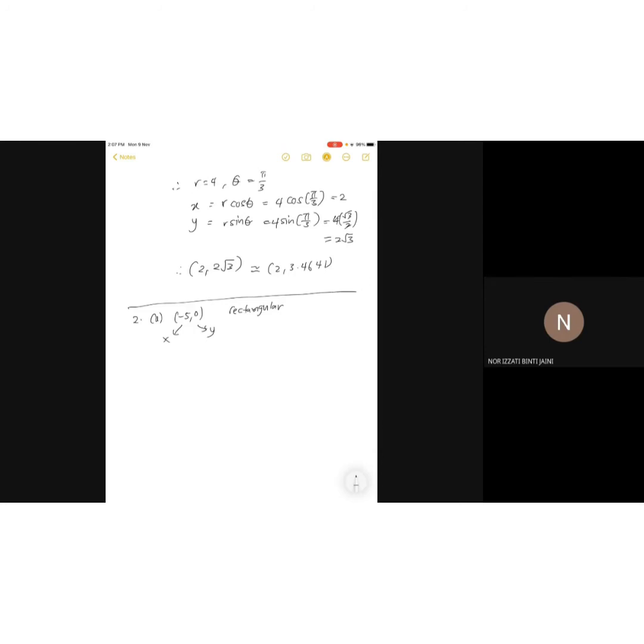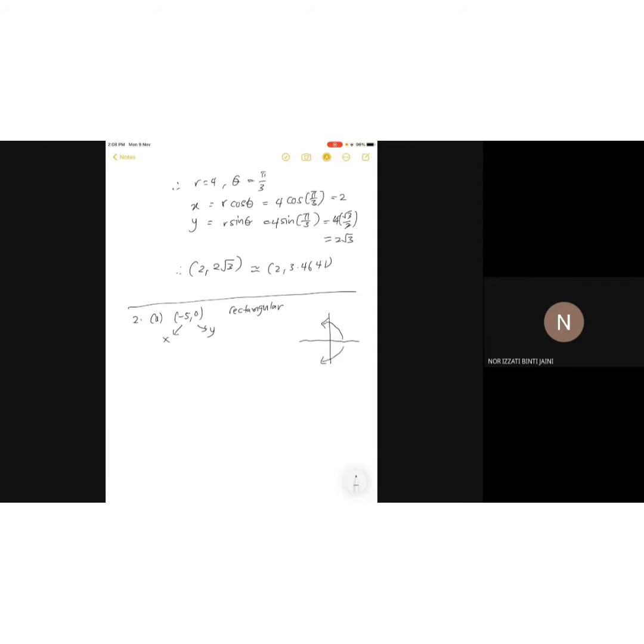Find two pairs of polar coordinates for the point. One pair satisfying r greater than or equals to 0, and then theta from 0 to 2 pi, while the second pair satisfying r greater than or equals to 0, and theta from negative 2 pi to 0. So maksudnya dia nak satu tu yang counter clockwise. Okay, and then the other one is the clockwise direction.